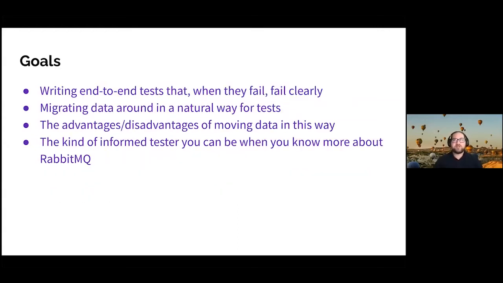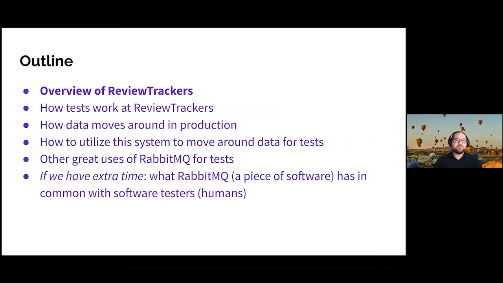So some goals that I want you all to have for attending this talk. I want you to be able to write end-to-end tests so that when they fail, they tell you clearly what went wrong and you know where to look. Other goals are, we want you to be able to migrate data around in a natural way for tests. We don't want you to do things unnaturally. I want to talk about the advantages and disadvantages of doing things this way. And you'll also be informed testers when you know more about RabbitMQ and the RabbitMQ internals. So first things first, overview at ReviewTrackers.